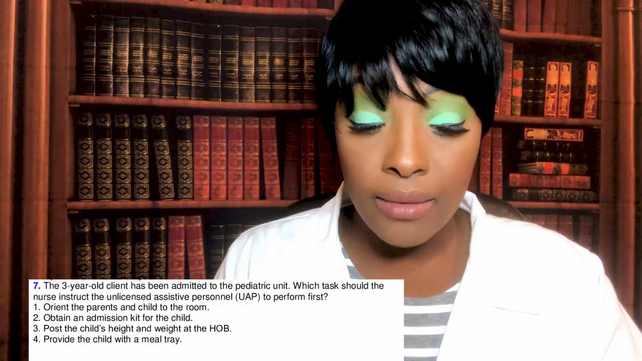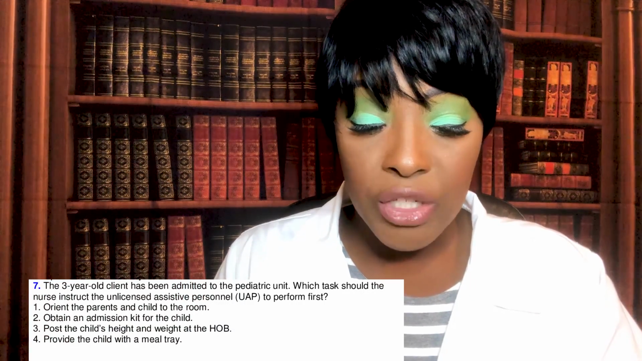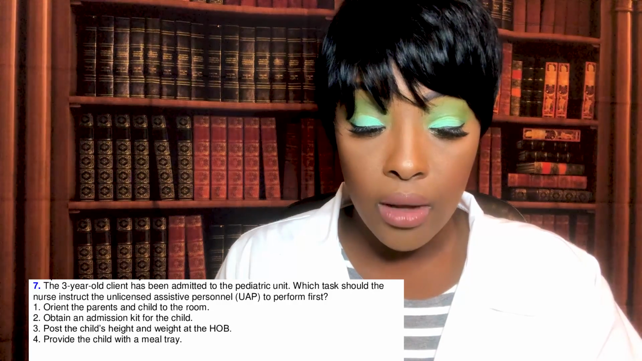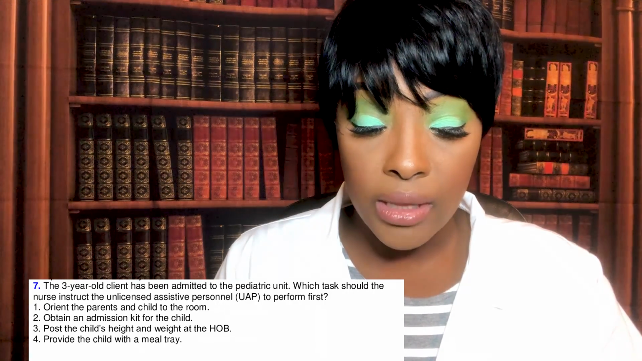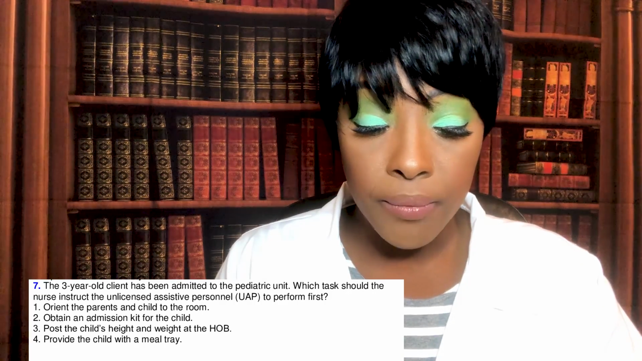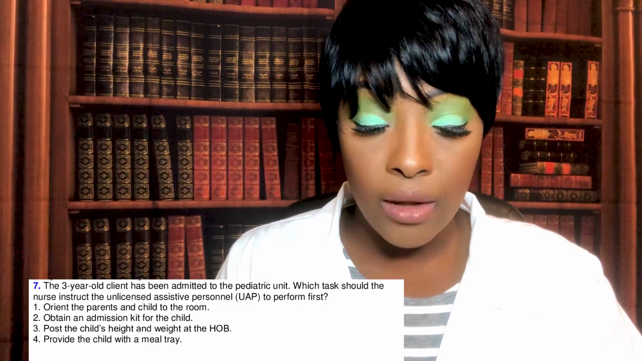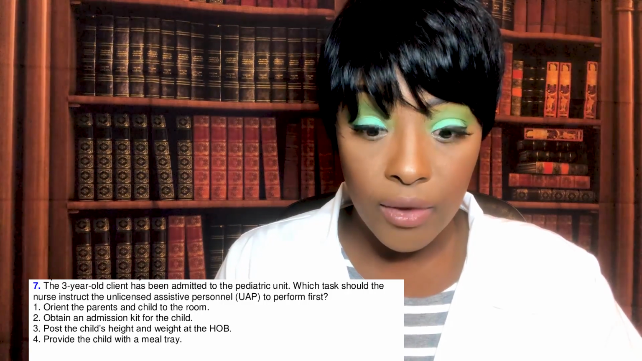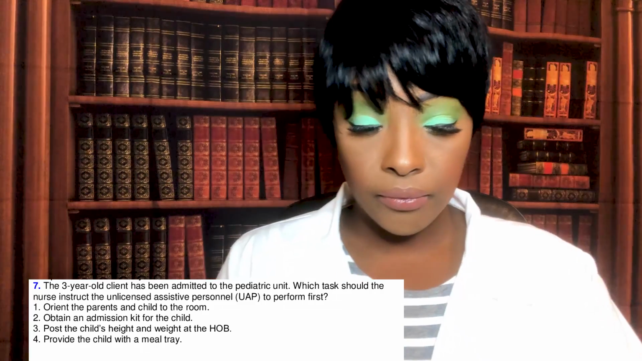Next question. The 3-year-old client's been admitted to the peds unit. Which task should the nurse instruct the UAP to perform first? 1, orient the parents and child to the room. 2, obtain an admission kit for the child. 3, post the child's height and weight at the head of the bed. 4, provide the child with a meal tray. And I'll give you a moment to think of your answer.